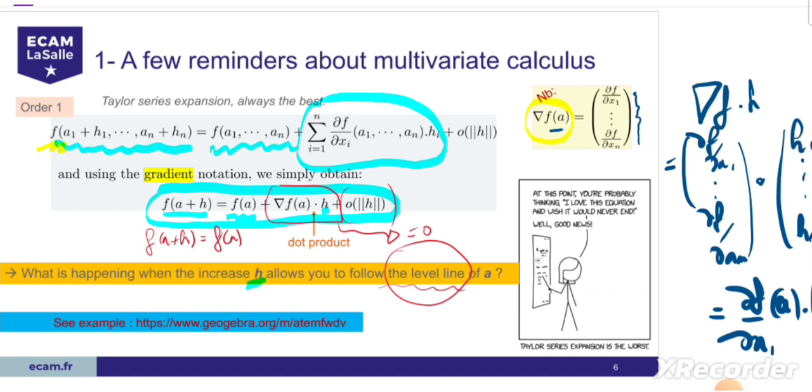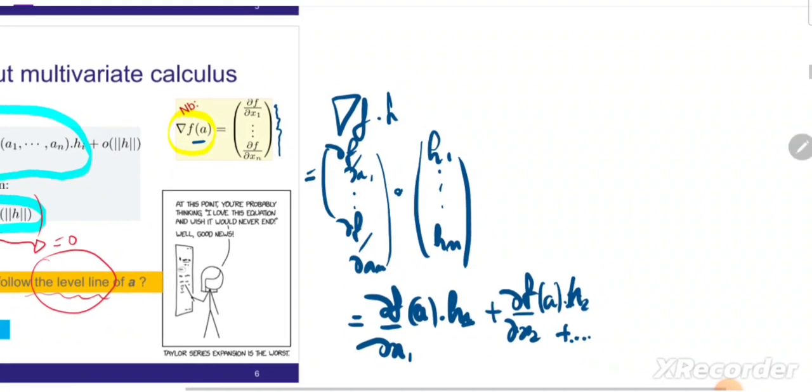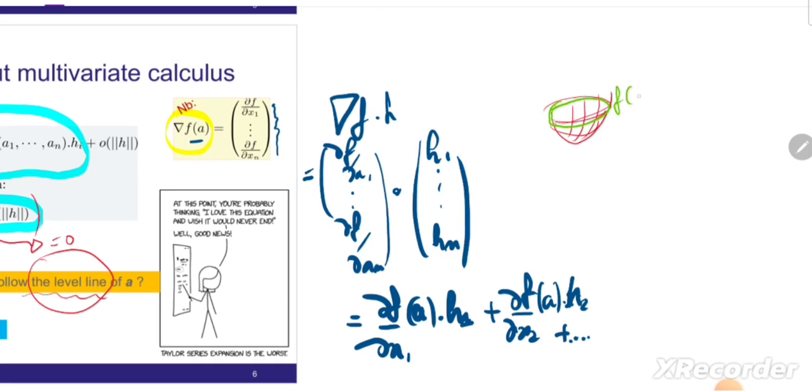Okay, so maybe we can try to visualize this. If we have some surface, let's say some nice smooth surface looking like this, and we are on some specific level line, that will be the level line f of A is equal to some specific level L. If I'm staying on that level line, of course, the difference is 0, because there's no difference between the value of f at A and the value of f at A plus h, if I'm staying on that green line. Okay, so the gradient is going to be orthogonal to this one.